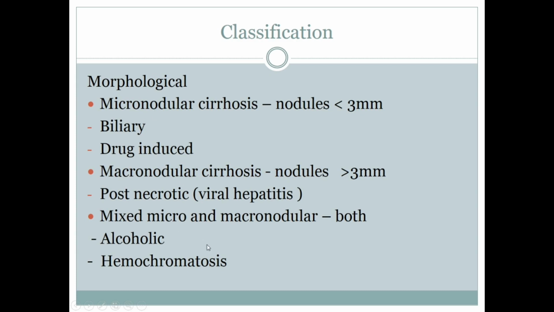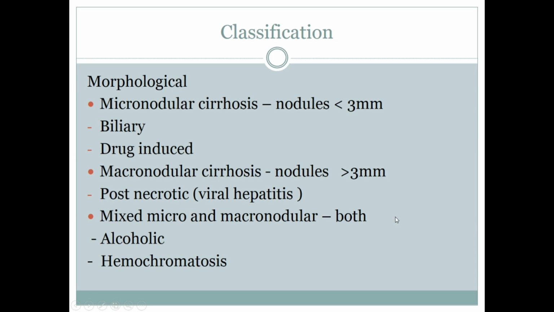Okay. Fine. So how will you classify cirrhosis? This is also a short answer question. Morphologically, they can be classified based on the size of the nodules. If the nodules are less than 3 millimeters, it is micronodular cirrhosis. If the nodules are larger than 3 millimeters, it is macronodular cirrhosis. And if they have both, which is most common, some nodules less than 3 and some more than 3 millimeters, then it is known as mixed micro and macronodular cirrhosis.